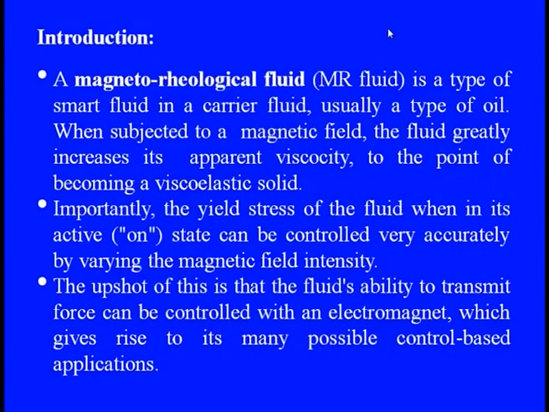Importantly, the yield stress of the fluid when it is active, meaning when it is in the on state, can be controlled very accurately by varying the magnetic field intensity. So, the upshot is that the fluid's ability to transmit force can be straightaway controlled with the electromagnet, which gives rise to many possible control-based applications. Accordingly, depending on the strength of the electromagnet, the transmission force can be effectively controlled.